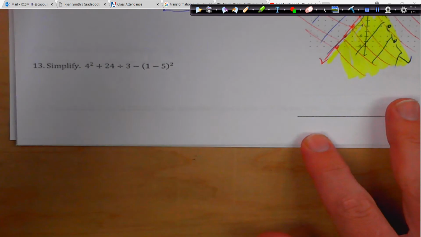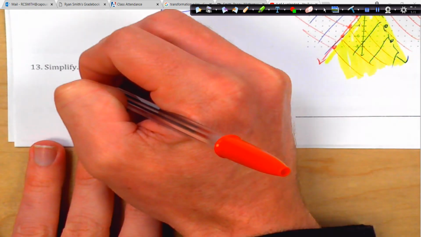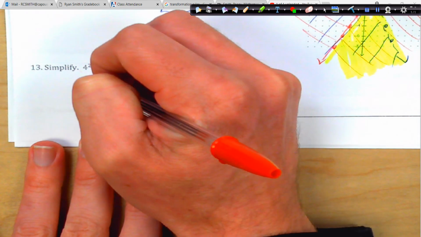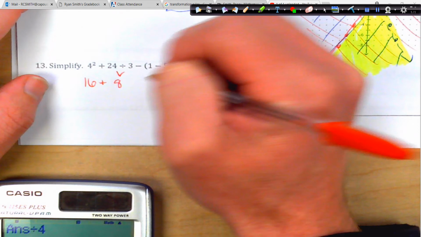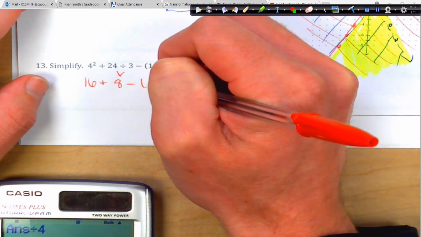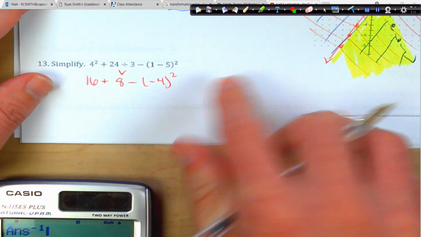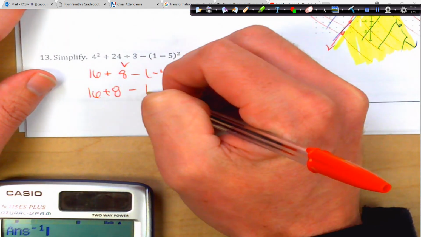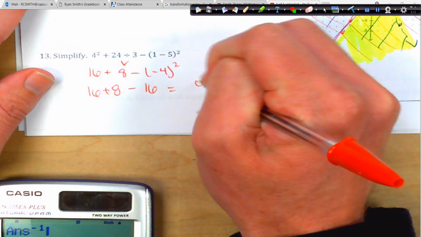All right. This is an order of operations problem, so we can do the squared part first. That's going to be 16. These need to go together first because division happens before addition or subtraction. So that's going to be 8 minus, this is going to become negative 4 squared. We have to do square before we do the two negatives. We're going to get 16 plus 8 minus 16. And then we add them all together, and we're going to get our value of 8.